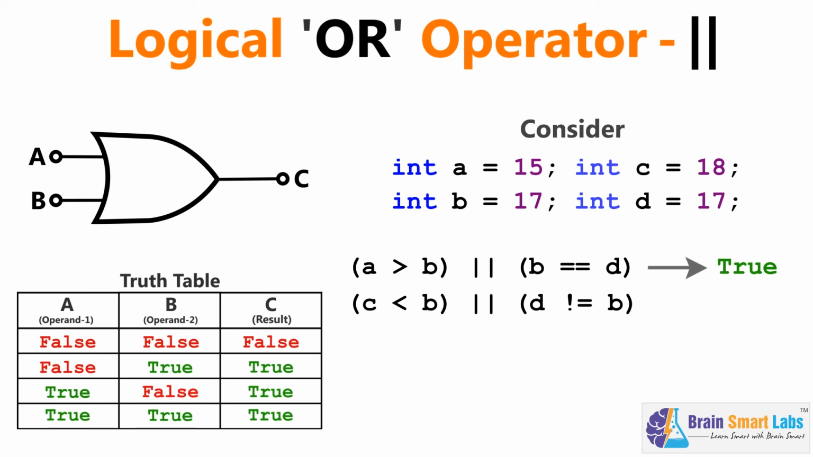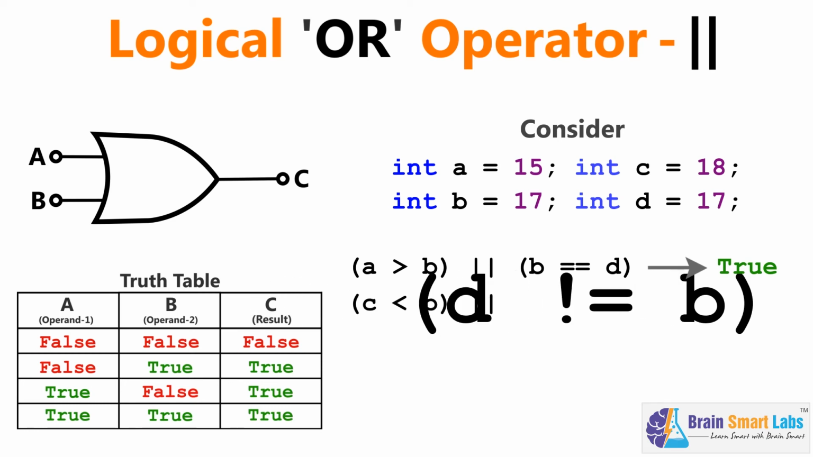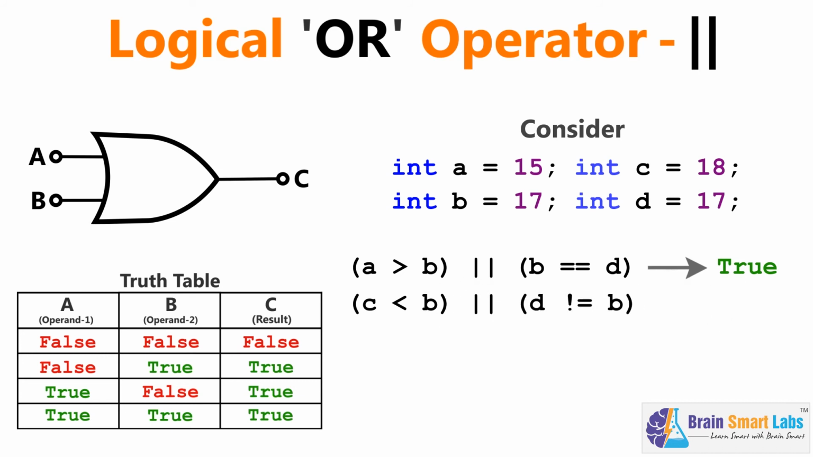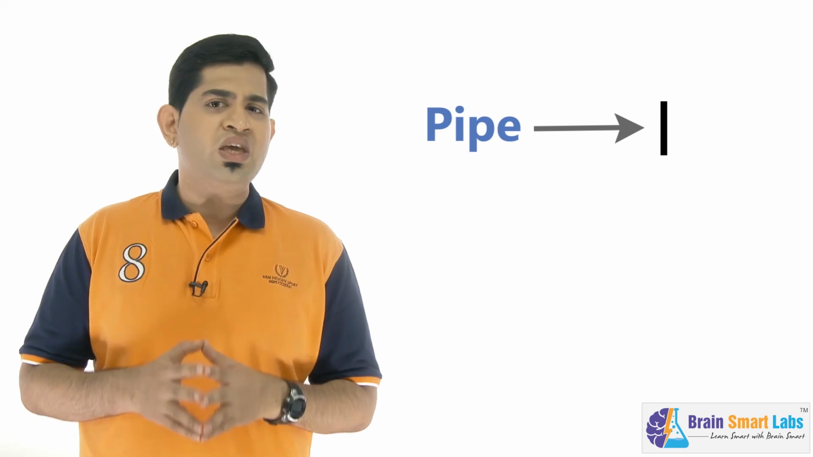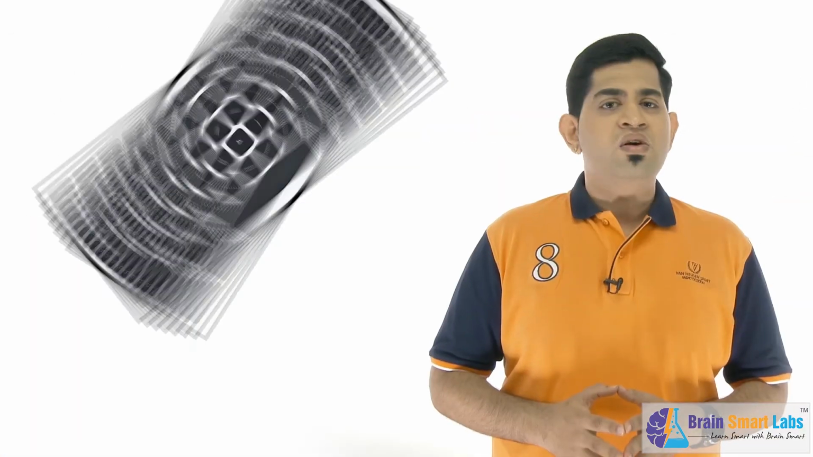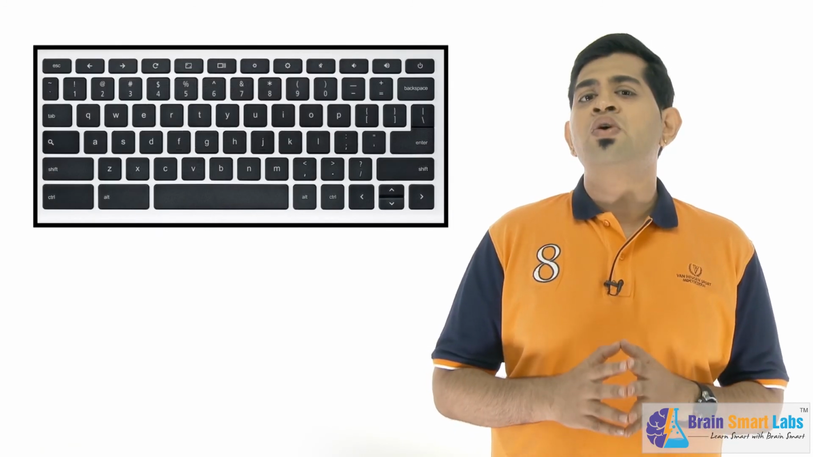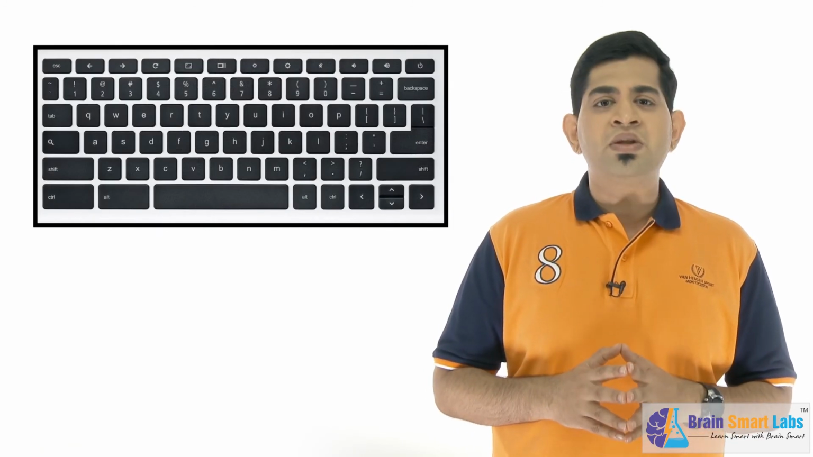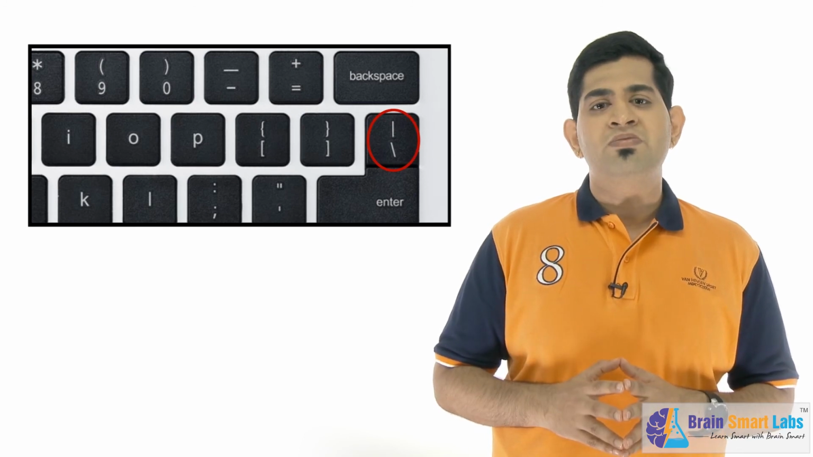Here in this example, the first expression c < b relates to false and the expression d != b also relates to false. As both the operands are relating to false as defined in our truth table, the result of this logical expression is false. Many of you in your lifetime may not have seen this pipe symbol on your keyboard, which is used to depict logical OR gate in Java. For those students who have never seen, take a look over here. The pipe symbol is present right above the backspace key.